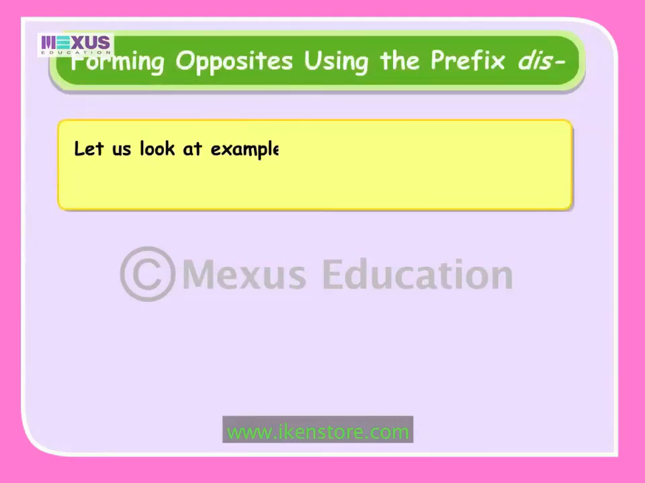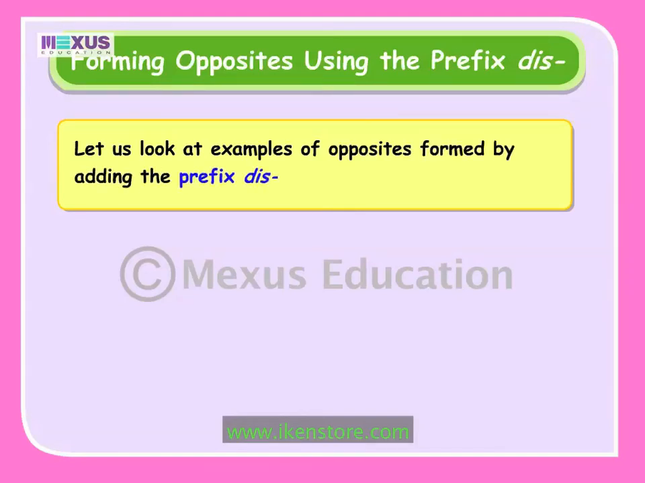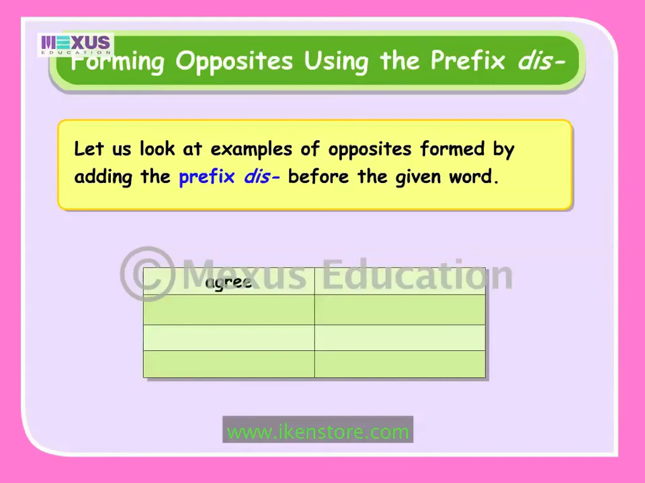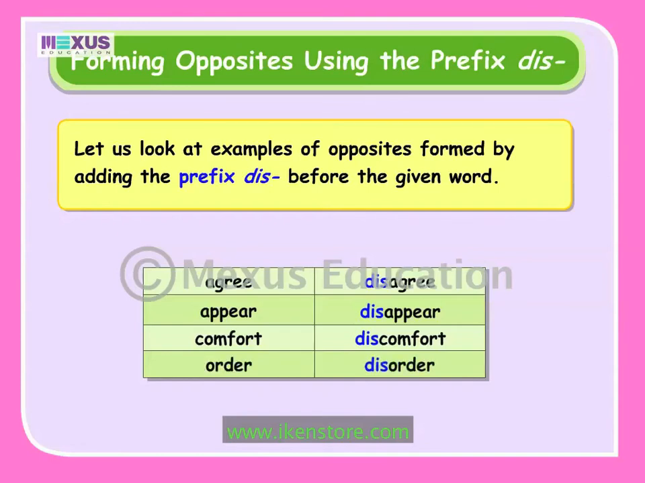Let us look at some examples of opposites formed by adding the prefix dis before the given word. The opposite of agree is disagree. The opposite of appear is disappear. The opposite of comfort is discomfort. And the opposite of order is disorder.